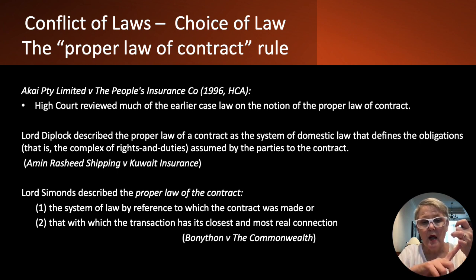Lord Diplock, in Amin Rasheed Shipping and Kuwait Insurance, described the proper law of a contract as a system of domestic laws which identifies the obligations, that is, the complex of rights and duties assumed by the parties to the contract. Contrast this with Bonython, where Lord Simonds described the proper law of the contract to be, firstly, the system of law by reference to which the contract was made, Australian law, UK law, civil law, Sharia law, or, secondly, that with which the transaction has its closest and most real connection.